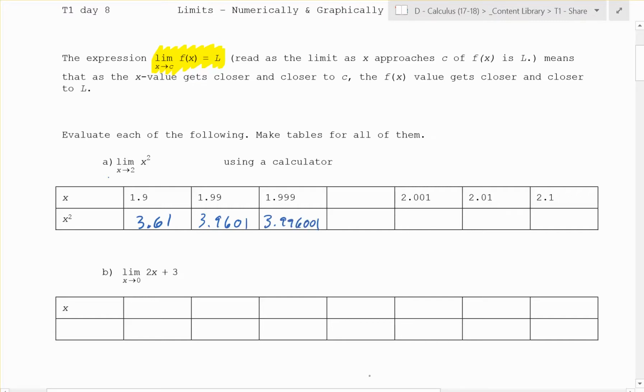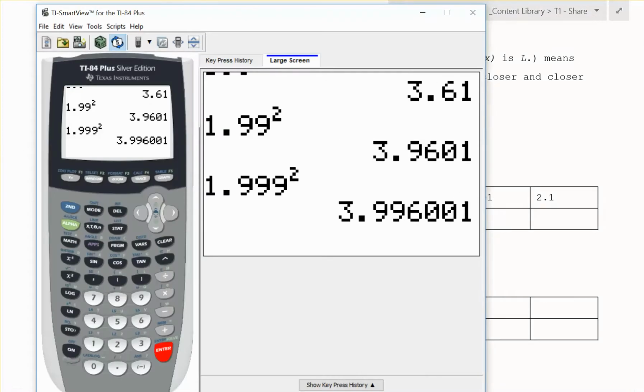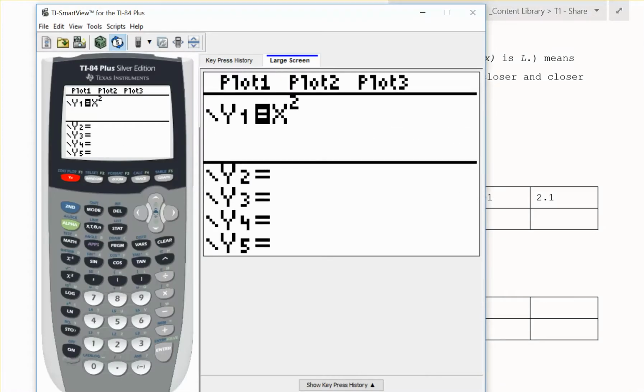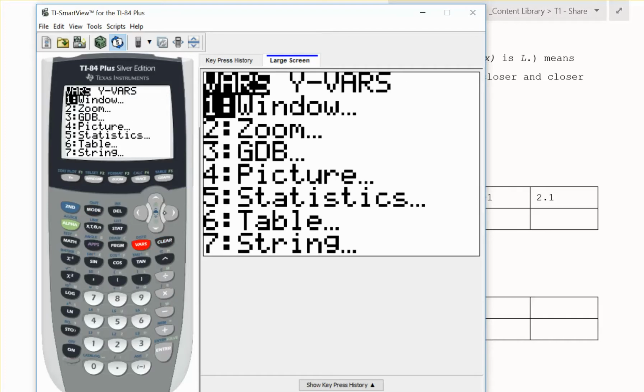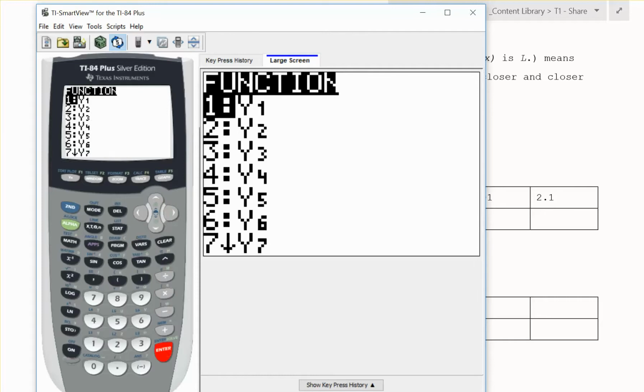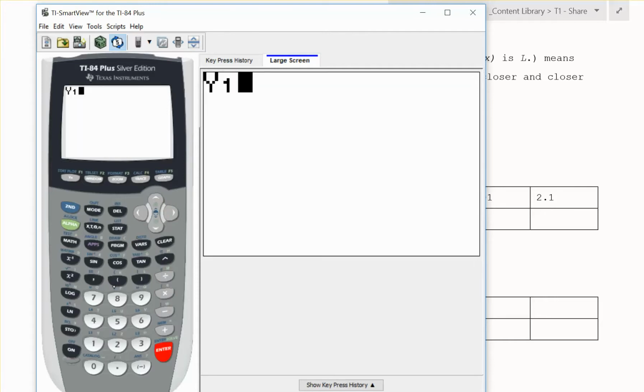So the first way is to just do the function repeatedly. A quicker way is to enter the function and then evaluate the function at those numbers. What I mean is this. On your calculator, you go into y equals and you enter the function, in this case x squared. Go back to the main screen and clear it here. If you go into vars, y vars, enter function, and enter again for y1, you can call the first function, which is x squared, and then plug in the number you want and press enter.